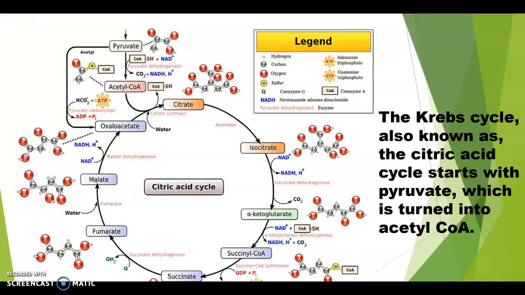The Krebs cycle, also known as the citric acid cycle, starts with pyruvate, which is turned into acetyl-CoA. I have a picture of the citric acid cycle and where pyruvate starts in the top left-hand side, and we'll go into further detail on the next few slides.